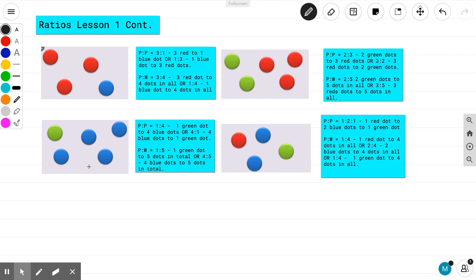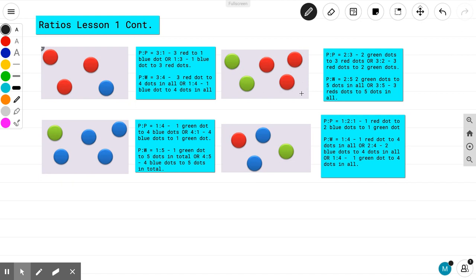In the second picture, we have 1 to 4 for part to part. So 1 green dot to 4 blue dots, or 4 to 1, 4 blue dots to the 1 green. And then there are 5 dots all together for the whole. So we have 1 green dot to 5 in all, so 1 to 5. Or we have 4 blue dots to 5 dots all together, 4 to 5.